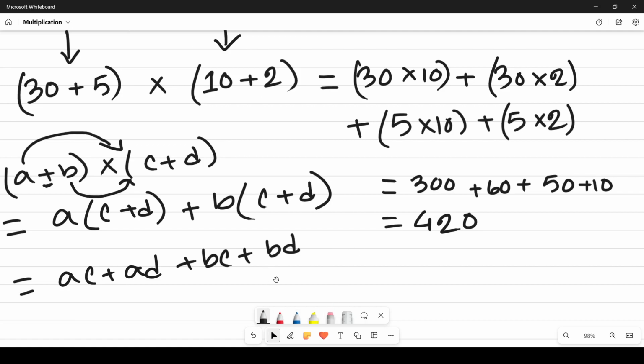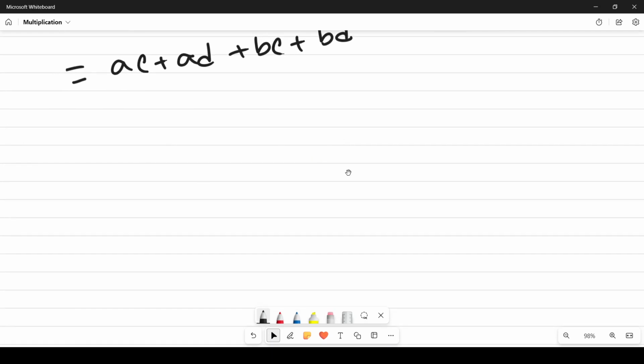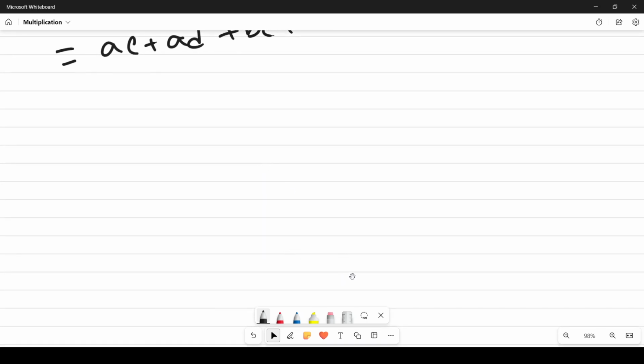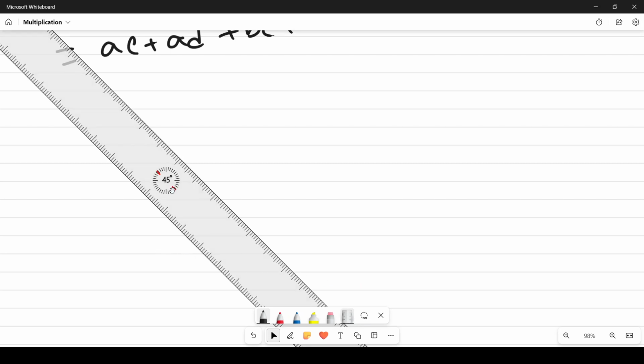Like if we form a grid, and then if we place these numbers on a grid, we can easily do it.